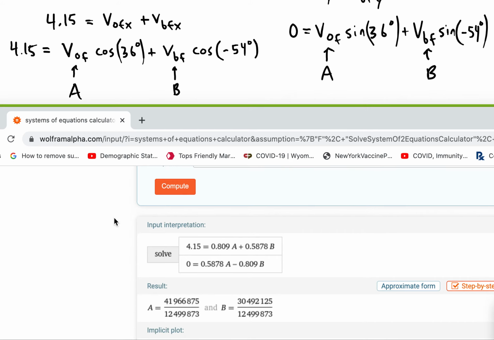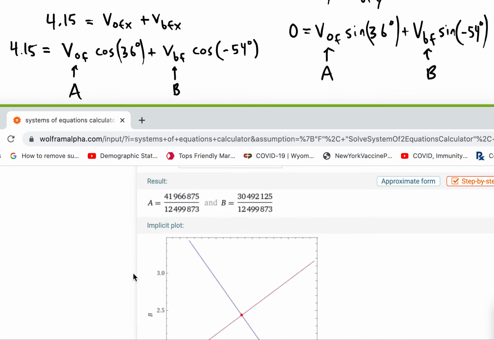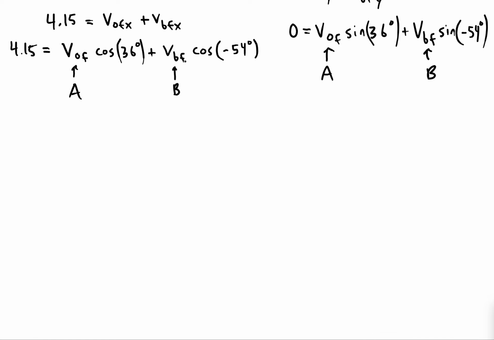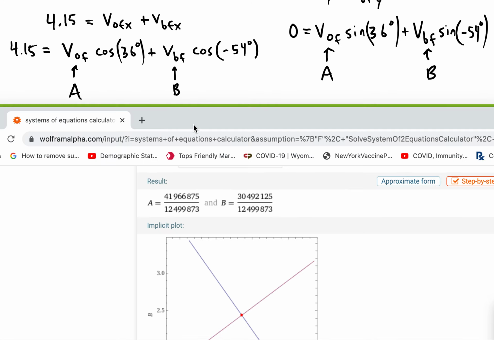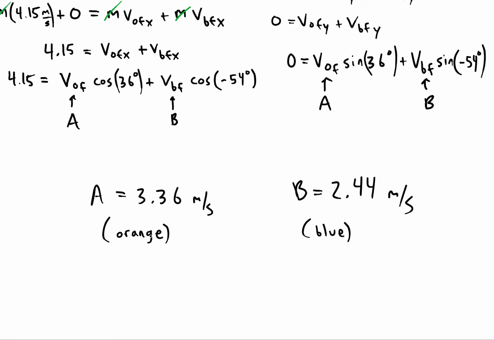Alright, at least it's giving us an answer now. It shows us a plot that these equations do intersect, so there is a solution. And it should be a good enough approximation. It's saying that the final speed of the orange would be 3.36, and 2.44 for the other one. So that's the orange, that's the blue.